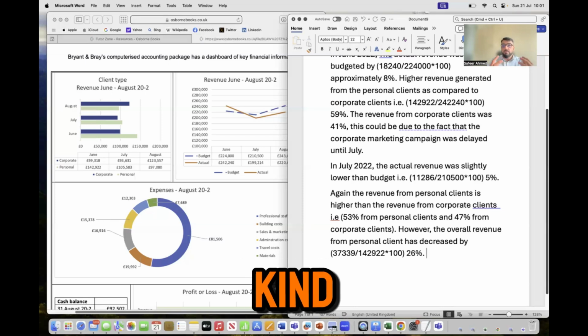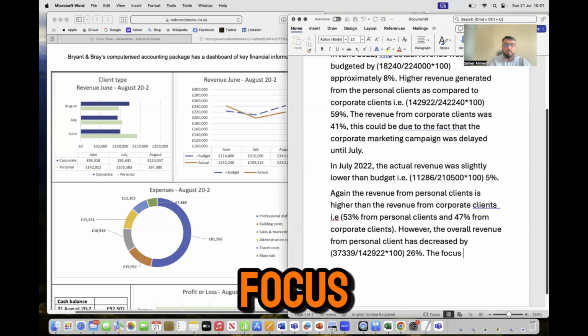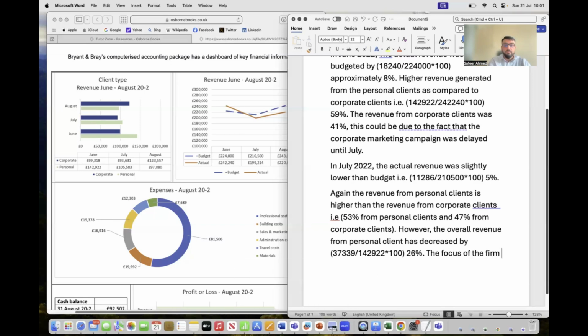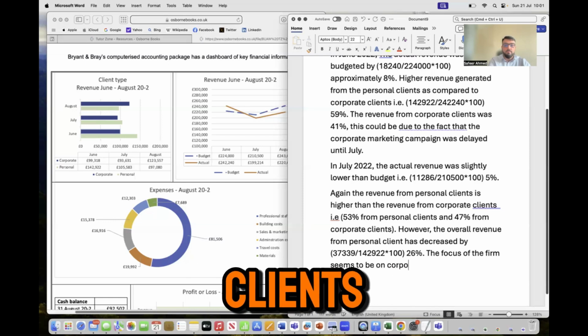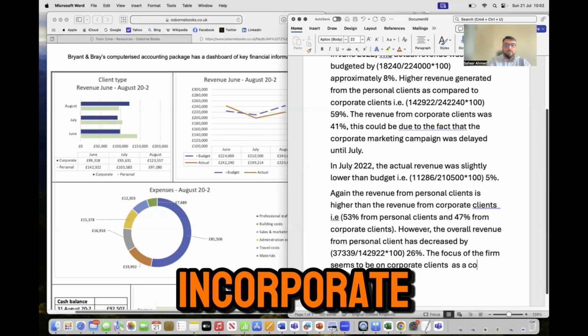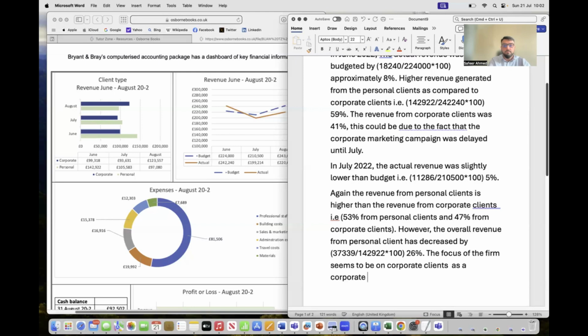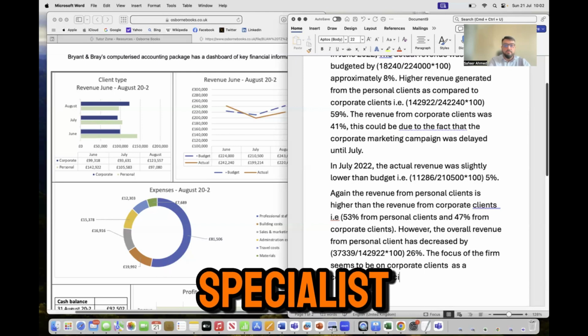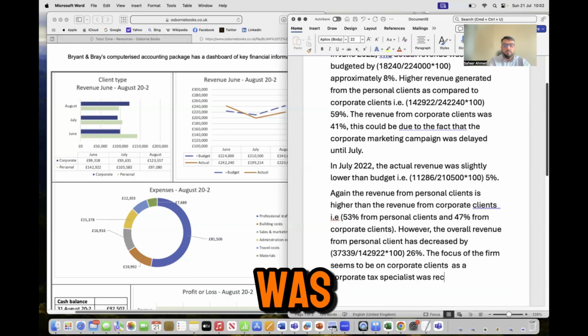Now, why would that happen? We can speculate about it in line with the information given to us. We can say that in the month of July, the focus of the firm seems to be on corporate clients. How do we know that? As a corporate tax specialist was recruited.